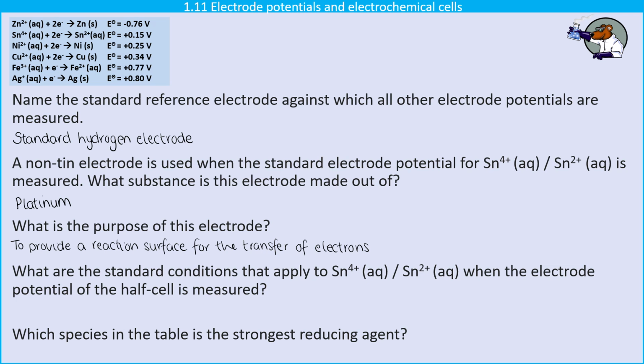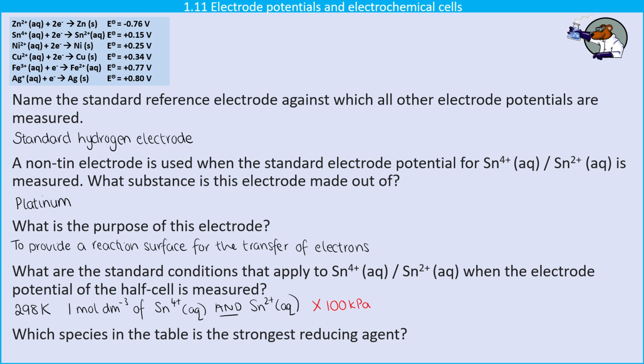Now the standard conditions here, we need to bear in mind that this is a redox electrode. It's not an electrode that involves a gas. So our standard conditions are going to be 298 Kelvin and also a concentration of 1 mole per decimeter cubed for both of the ions in that redox electrode. But you shouldn't be mentioning 100 kilopascals. So although that is part of our standard conditions, it's not applicable for this particular example.